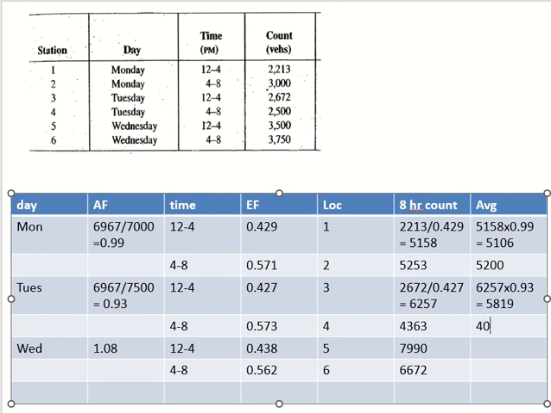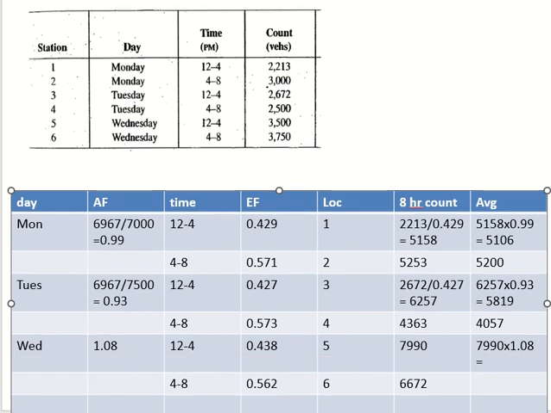Four zero 57. Okay, now it's on Wednesday. Okay, same factor. 720. Any question? Clear? Okay.